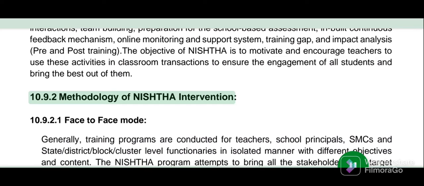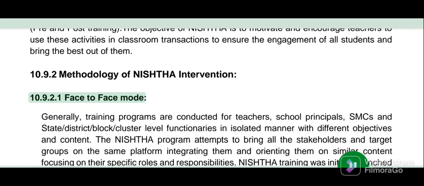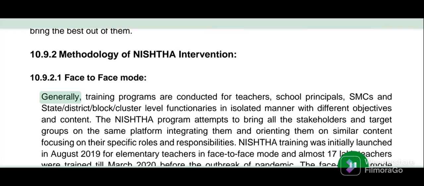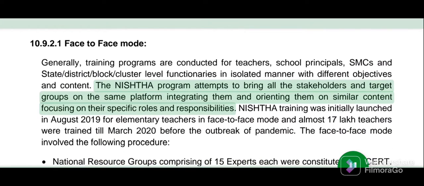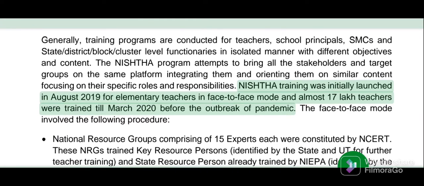10.9.2 Methodology of NISHTHA Intervention. 10.9.2.1 Face-to-face mode. Generally, training programs are conducted for teachers, school principals, SMCs and state, district, block, cluster level functionaries in isolated manner with different objectives and content. The NISHTHA program attempts to bring all the stakeholders and target groups on the same platform, integrating them and orienting them on similar content, focusing on their specific roles and responsibilities. NISHTHA training was initially launched in August 2019 for elementary teachers in face-to-face mode, and almost 17 lakh teachers were trained till March 2020 before the outbreak of the pandemic.